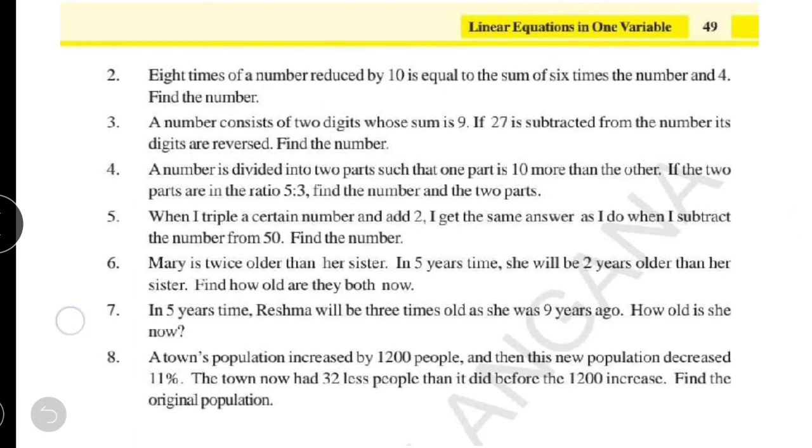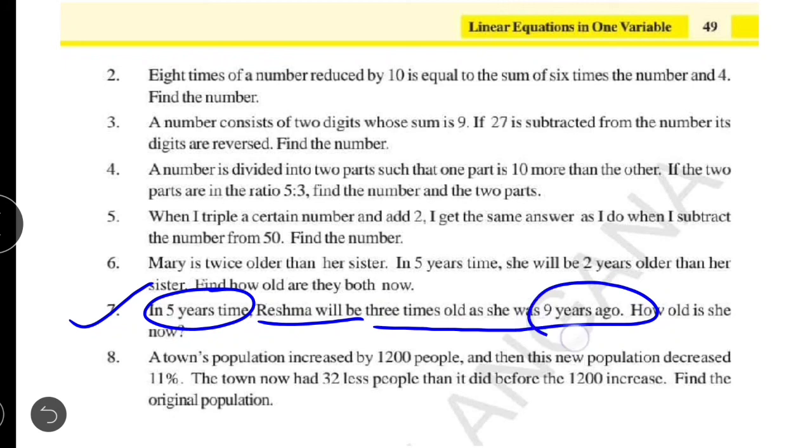Next, the seventh question is a very interesting question. Observe carefully. In 5 years' time, Reshma will be, see, "will be" is the future tense. So in 5 years' time, meaning after 5 years, Reshma will be 3 times as old as she was 9 years ago. How old is she now? In this question there is only one person, that is Reshma. So how old is she now?